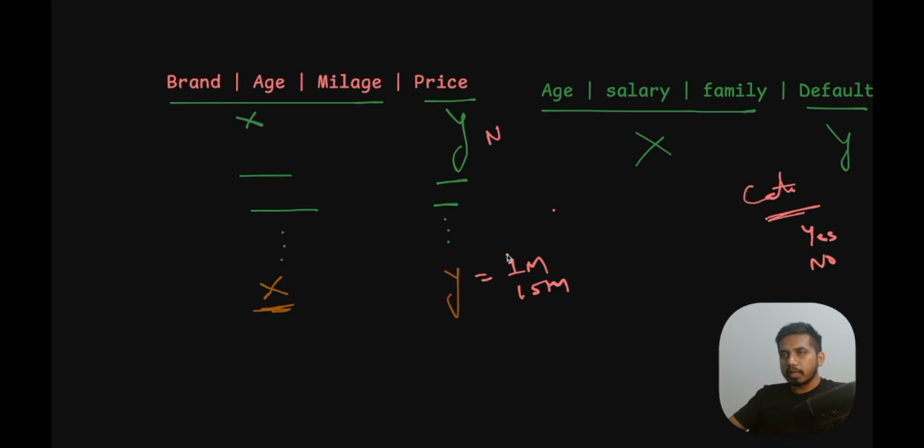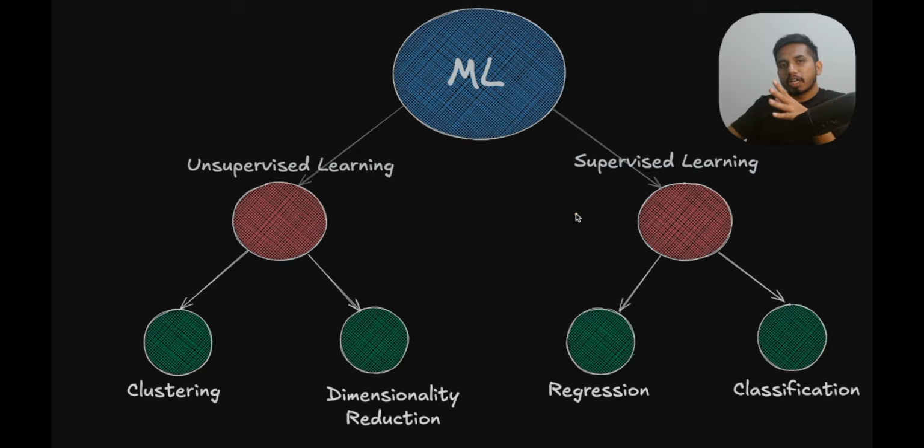Let me go back to our diagram and show you. I hope this diagram is making more sense now. If we have both x and y, then it is supervised learning. And if the y is numerical, it is a regression problem. And if the y is categorical, then it is a classification problem. If you have only x, then that is unsupervised learning. Let me give some examples for unsupervised learning so that you will understand better.